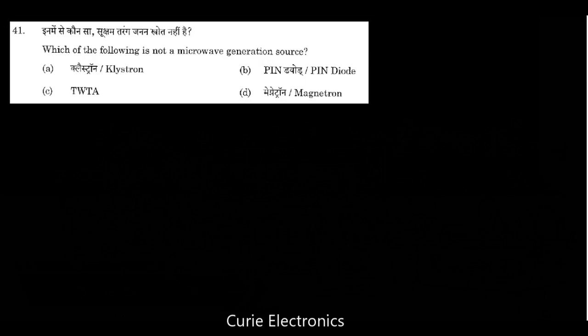Which of the following is not a microwave generation source? The answer is option B, PIN diode. It is used in receivers. Then here, TWTA means traveling wave tube amplifier. The traveling wave tube has a helix structure to match the RF velocity with the electron velocity. Then only the energy transfer happens.